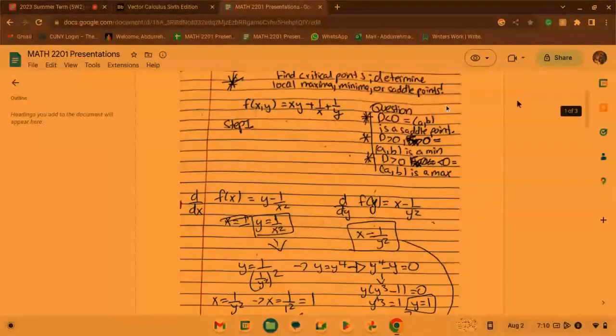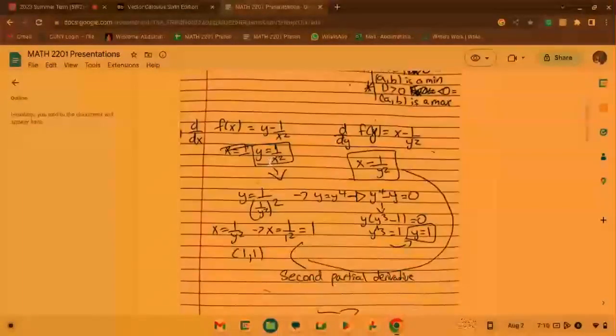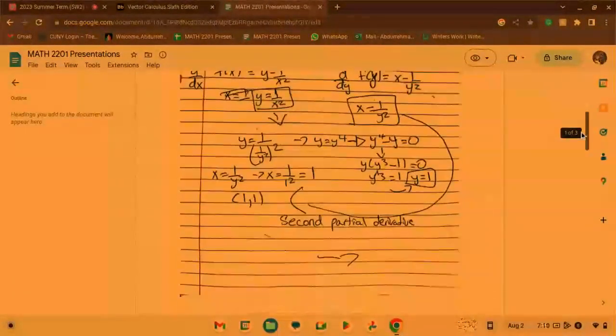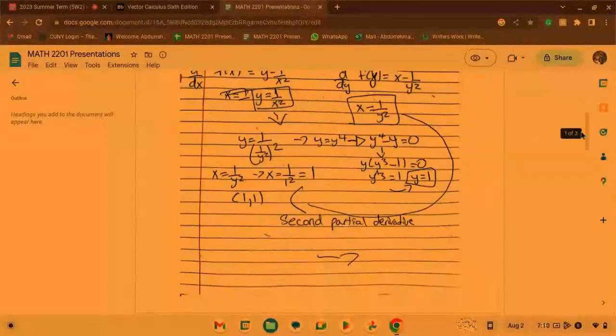When I got the values, I used one of the equations and plugged the second into the first one. For example, I used 1 over x squared, and in this equation I plugged in x equals 1 over y squared. I simplified that, and you can see the simplification right here, and I set it equal to 0. You have to set it equal to 0 to find what y equals. When you simplify, at last I got y cubed equals 1, and then y equals 1.